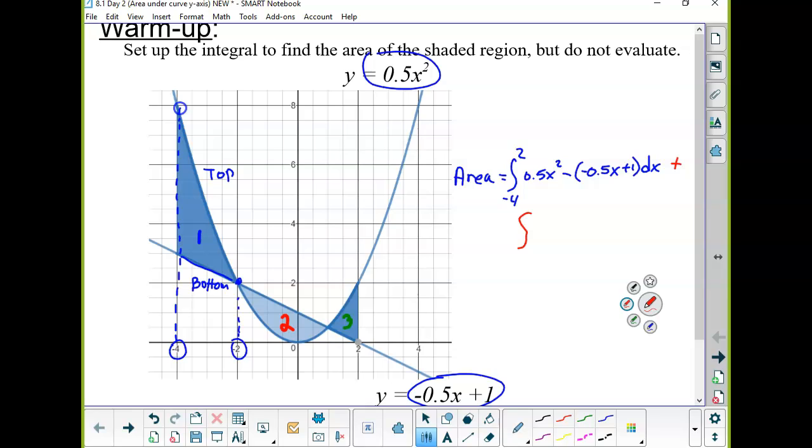the next section, which now, section 2 starts at -2, and it goes to the intersection point of 1. So there's my lower bound, my upper bound. But notice the top and bottom flip. The upper bound is the first one to the -2.